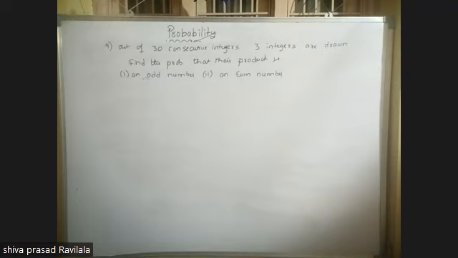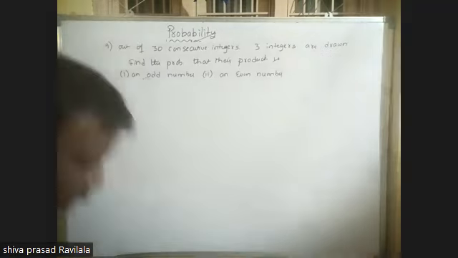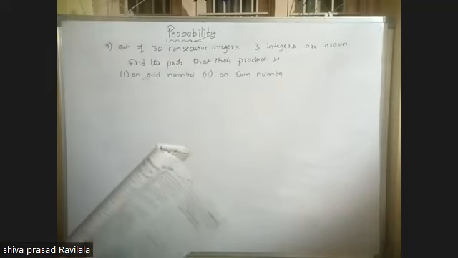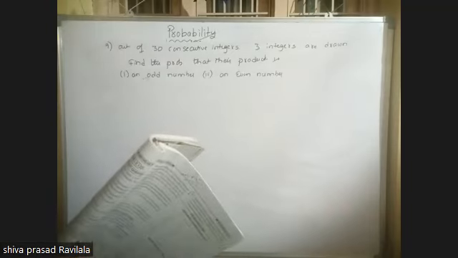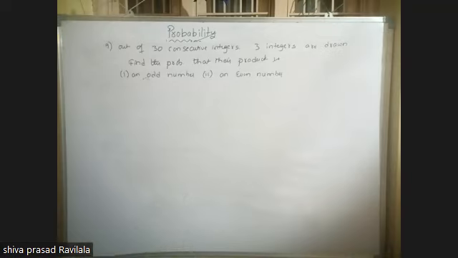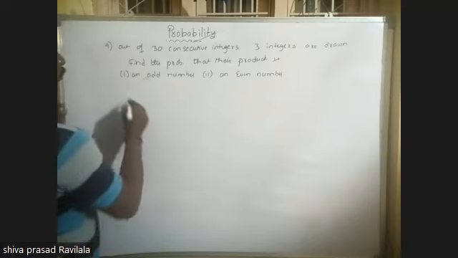N of S is equal to, out of 30 consecutive integers, 3 integers are drawn. Therefore, N of S is equal to 30C3. Next, find the probability that the product will be an odd number in the first case, and an even number in the second. How do you take that N of A? In these 30 consecutive integers, we have 15 even and 15 odd. For the product of 3 numbers to be an odd number, what do you have to take? You have to take even numbers or odd numbers. One thing, everyone.